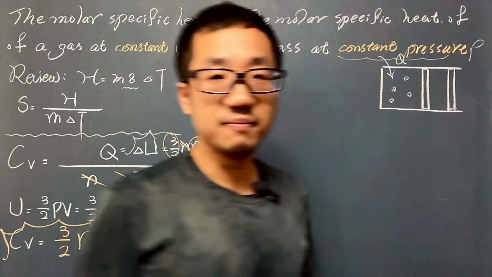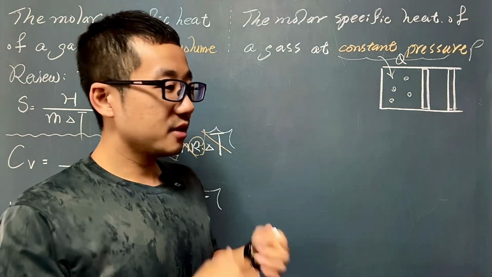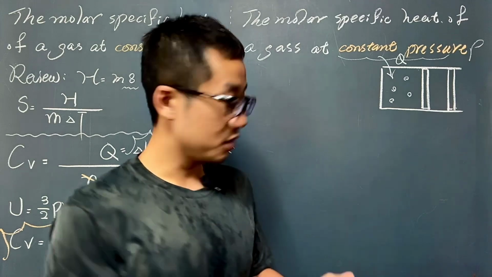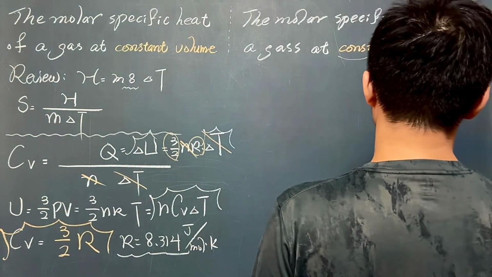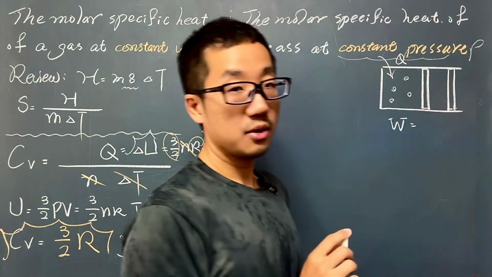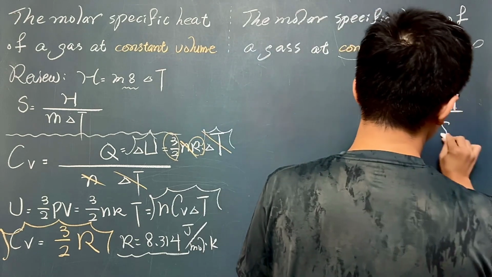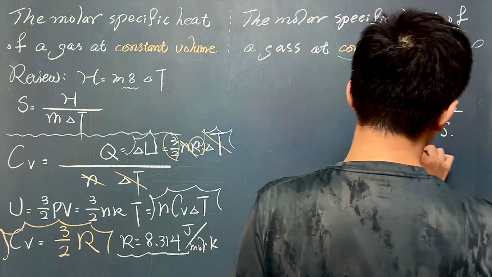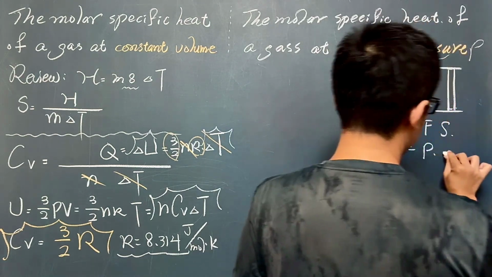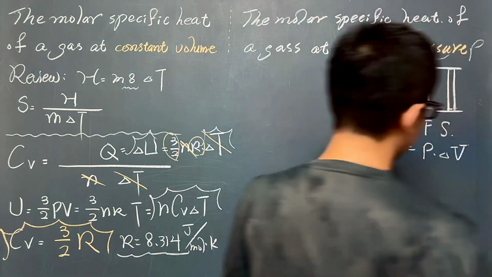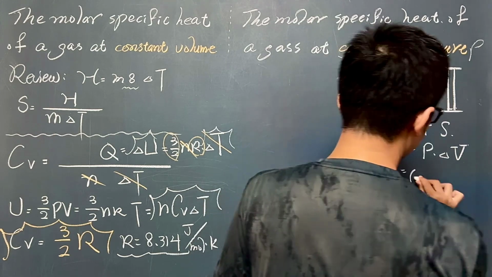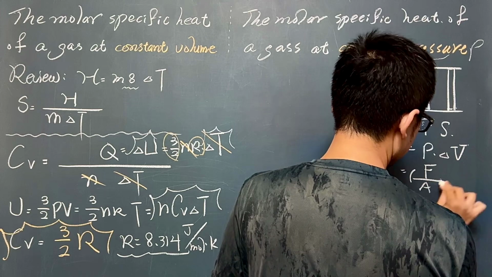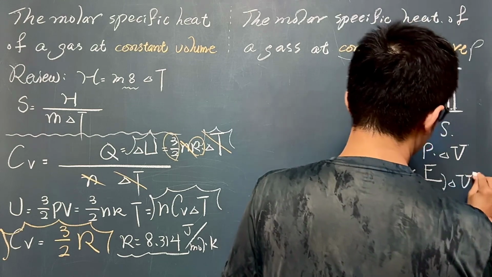It should be expanding, right? If you're now expanding, that means you are doing work to the outer system. And what is work? Work is the force times the displacement. But in thermodynamics, I would like to write it down as the pressure times the change in volume. Why? Because what is the pressure? The pressure means the force per unit area.